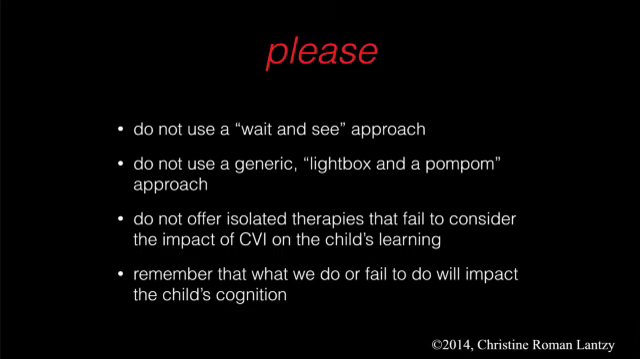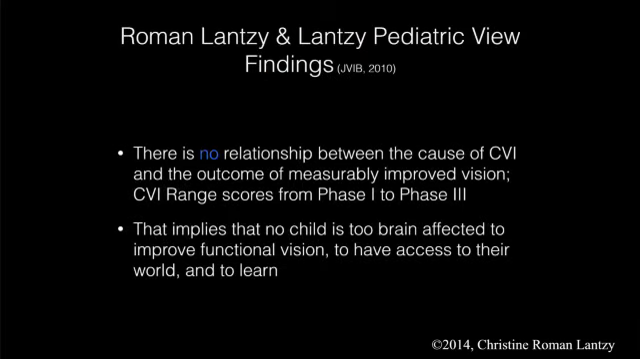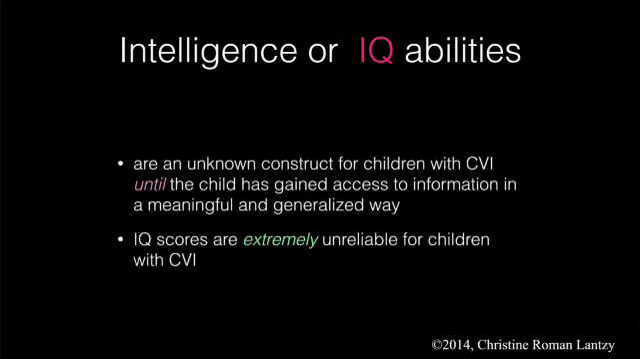Remember that what we do or fail to do will have an impact on that child's cognition and, in fact, their future. When my husband and I published some findings from Pediatric View, our project at West Penn Hospital in Pittsburgh, in 2010, we found that there is no relationship between the cause of CVI, what happened to your brain to cause CVI, and the outcome of measurably improved vision, in other words, CVI Range scores from phase 1 to phase 3. It looks like when we provide the right supports, it's more important that we do that than focus on what caused your injury or your brain condition. That implies that no child is too brain affected to improve functional vision or to have access to their world and to learn.